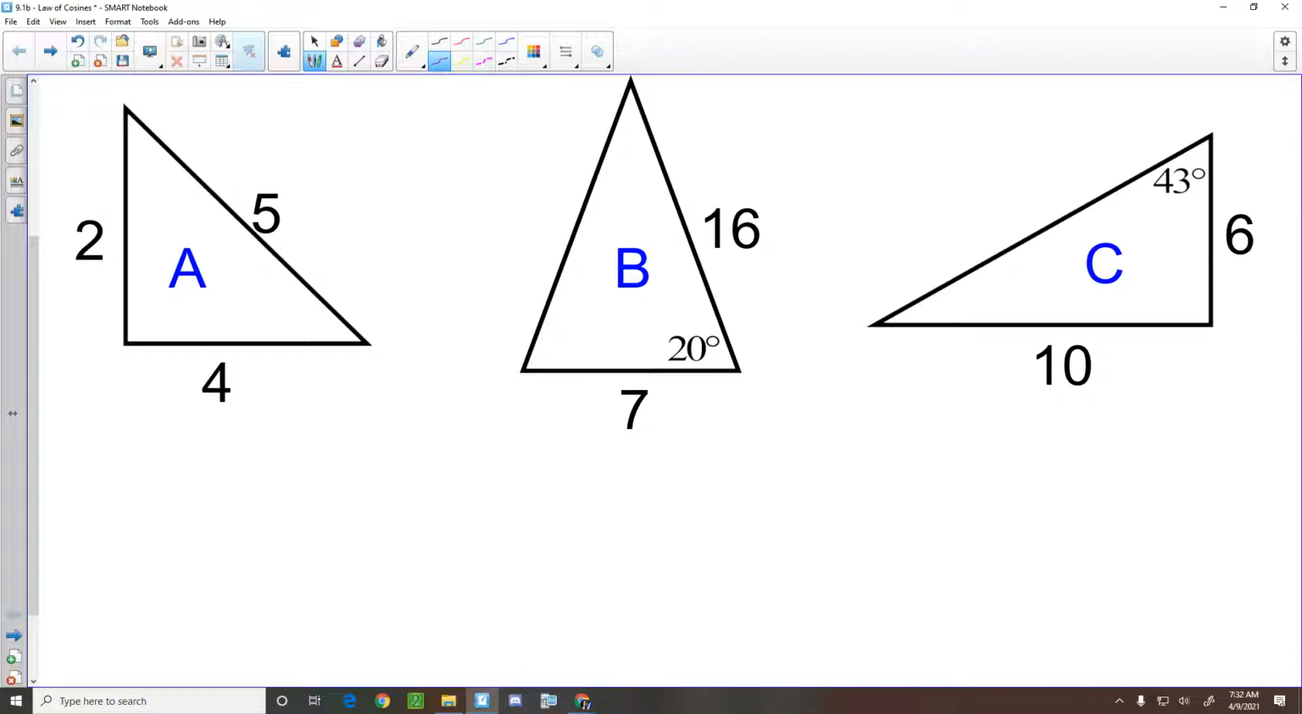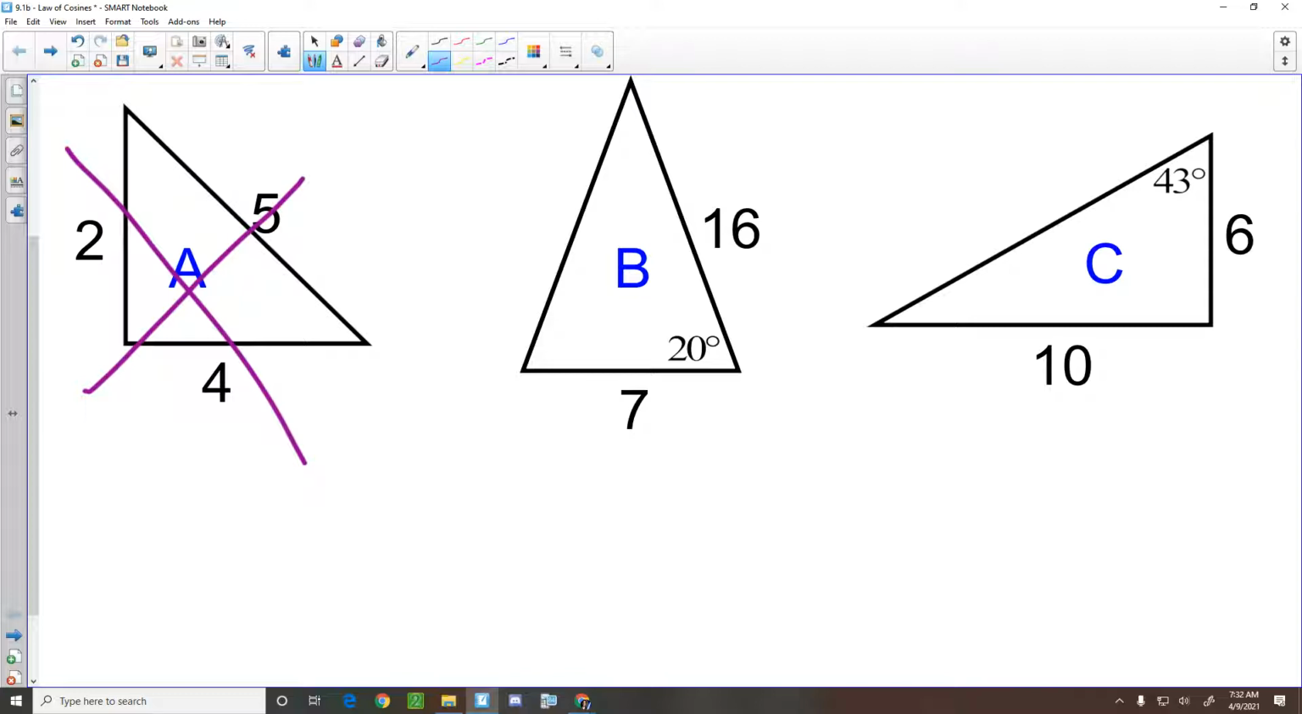So there's no other information given here. I don't know what any of those angles are. So because of that, we can't use the law of sines. If we have a triangle where we're just given the 3 side lengths, we're out of luck. We can't figure it out. We need more information. I have to measure one of those angles somehow.